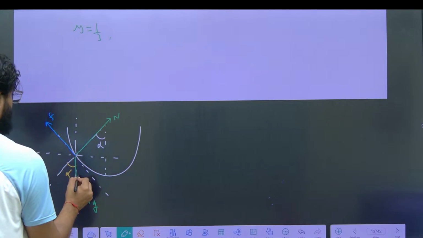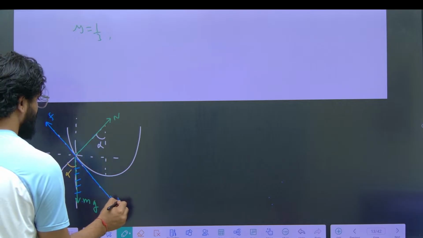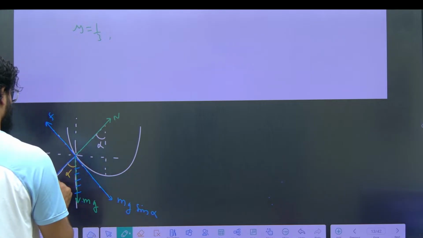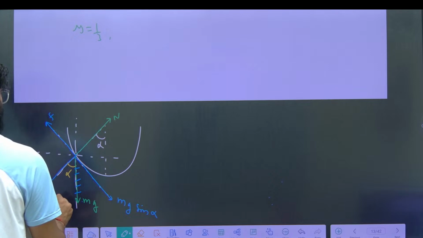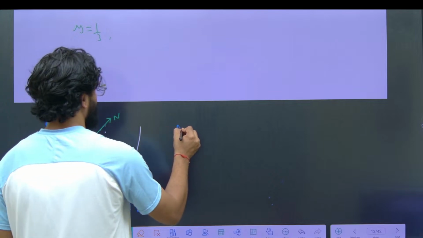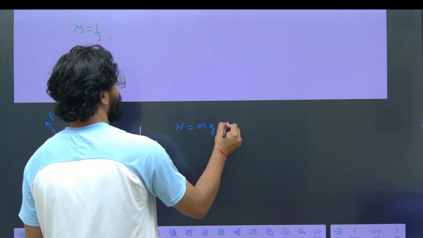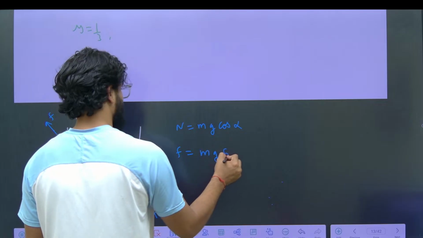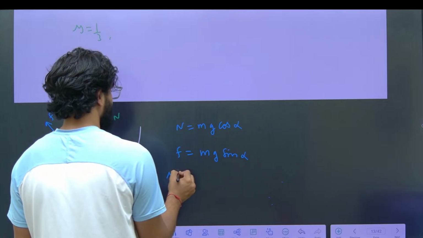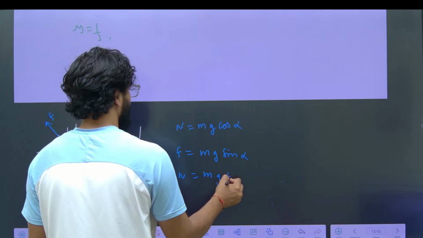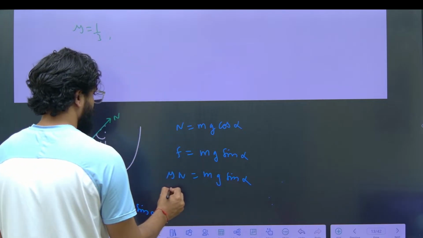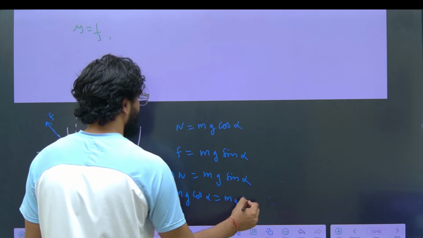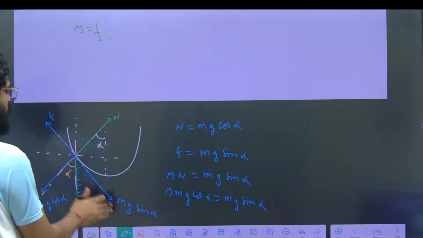So this is exactly mg sin alpha, exactly like an incline, and this will be mg cos alpha. So the value of N is mg cos alpha. The friction should take the value of mg sin alpha, and the value of friction is mu N, which is mg sin alpha. Yes or no? So mu mg cos alpha equals mg sin alpha. Yes or no? So that it won't go anywhere.